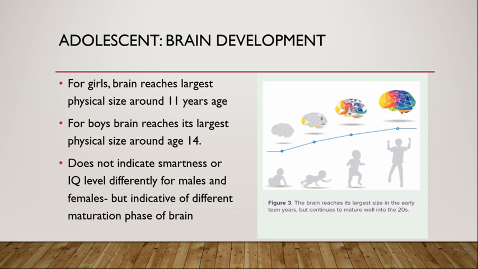Now, this figure depicts a clearer picture of how your brain reaches its largest size in the early teen years, but it continues to mature well until you reach adulthood. You come out of your adolescence phase. So this is quite a clear graph of that.